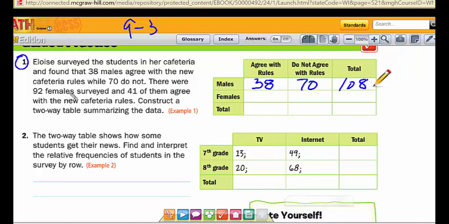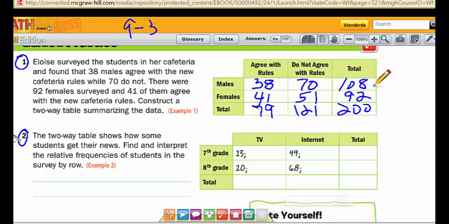There were 92 females surveyed, so 92 total females will go right here. And 41 of them agree, so 41 agree. We can subtract 92 minus 41, and we'll get 51. And we have that done. And now we can just total these up. We have 79 here. We have 121 here. And now we've got totals in two different directions, so we could total it this way first and see that that is a nice round number of 200. And look at it here and verify that it is indeed 200. We've got a good complete table where all the totals work out.